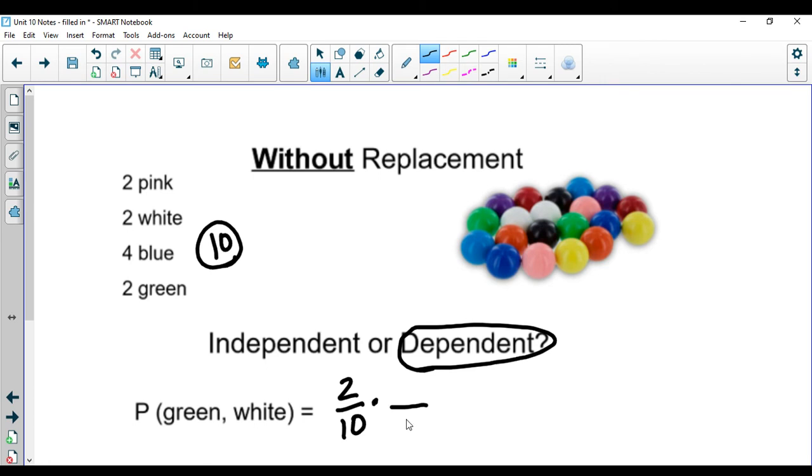When I go back in, because I'm keeping it, I'm going to be down to 9. And white marbles, there are only 2 of them. So I can reduce here. This is going to become 1/5, and that's going to give me 2 out of 45 then for my probability on this one.